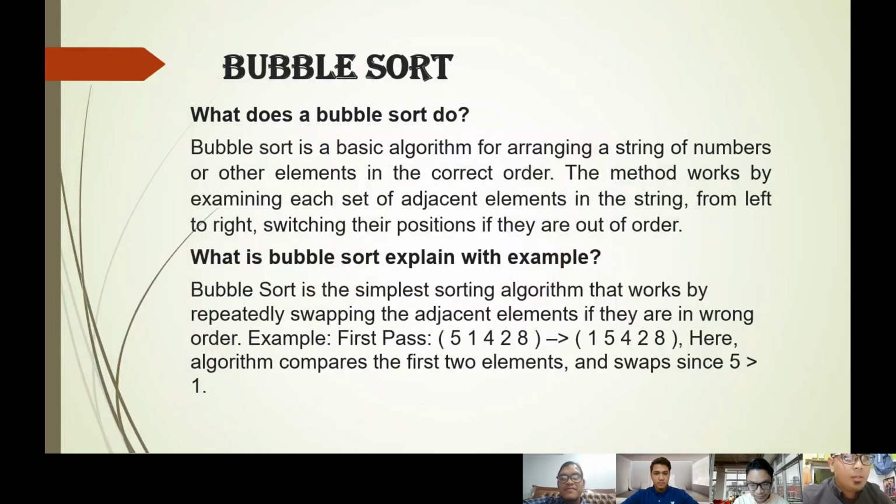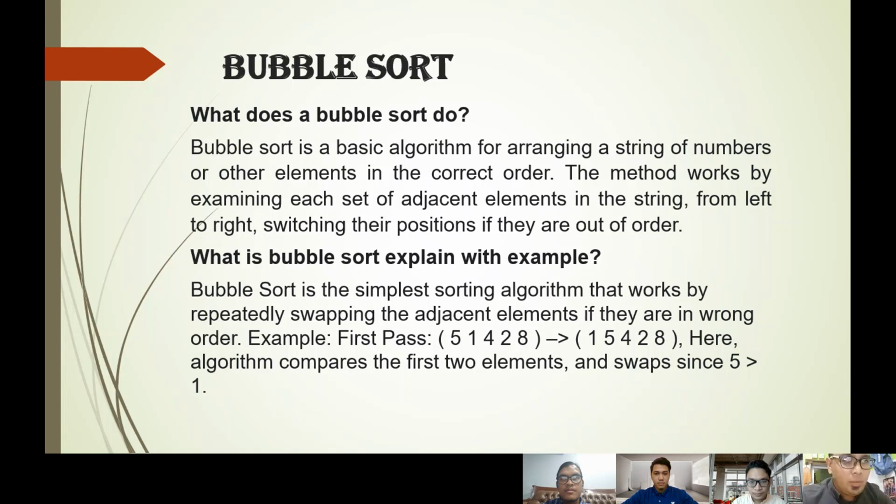Next, bubble sort. What does a bubble sort do? Bubble sort is a basic algorithm for arranging a string of numbers or other elements in the correct order. The method works by examining each set of adjacent elements in the string from left to right, switching their positions if they are out of order.